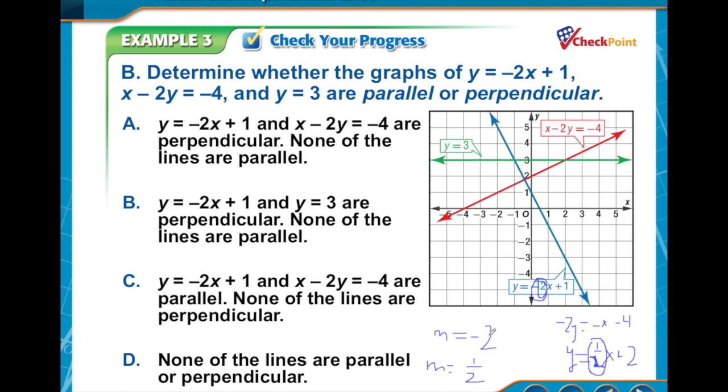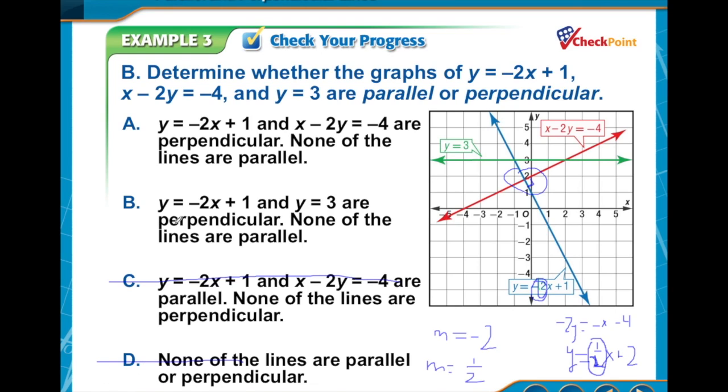Now what do we get if we multiply negative 2 times 1/2? Well, that becomes a negative 1. So if we multiply the slope here and the slope of the red line, we get a negative 1. That proves that these two lines, in fact, intersect and form right angles. These lines are perpendicular. So anything that says none are perpendicular is wrong, so this one's out.